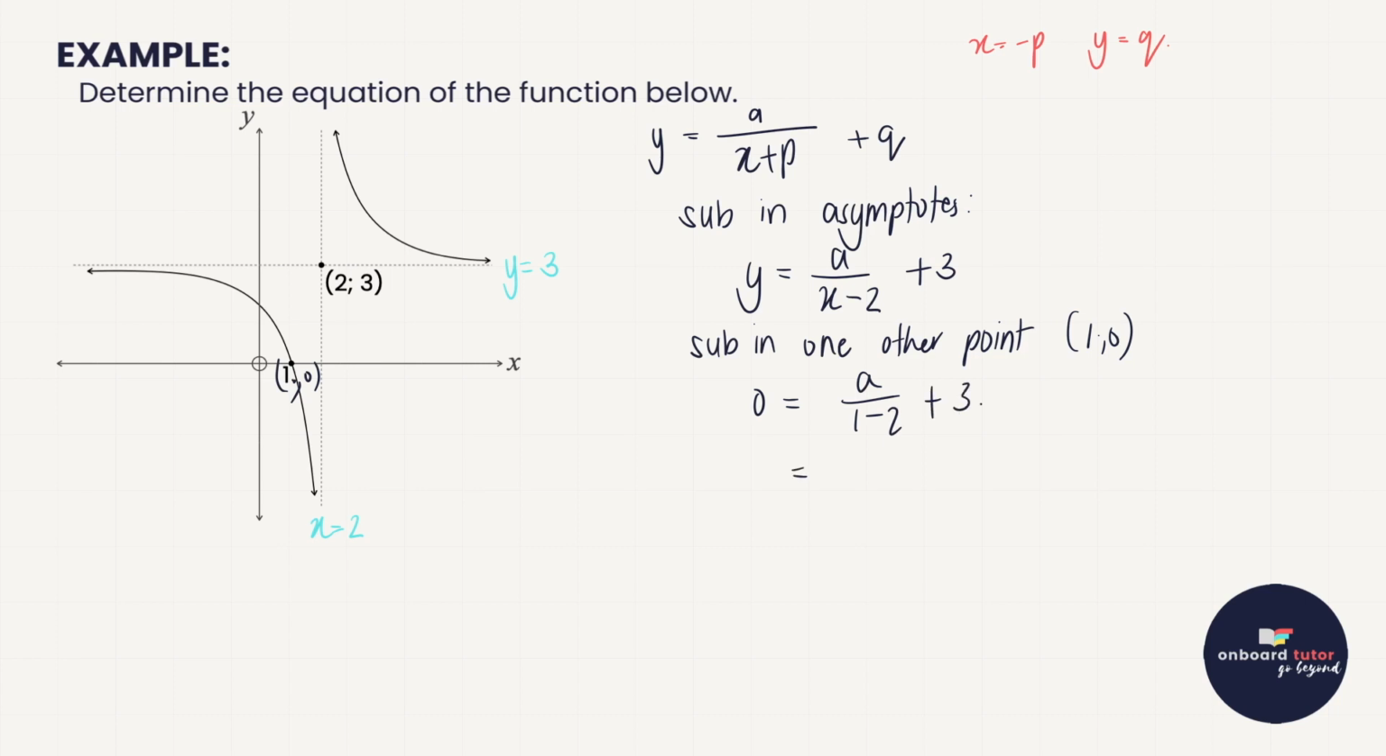Now let's solve. We've got a over minus 1, plus 3. And then let's multiply everything by minus 1. 0 times minus 1 is just 0. A over minus 1, that's just going to go away. And 3 times minus 1 is minus 3. And then if we take that across, a is equal to 3. And so then therefore, our equation is y is equal to 3, it's positive, just like we had hoped, over x minus 2, plus 3.